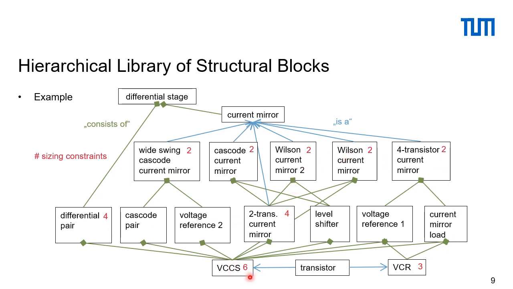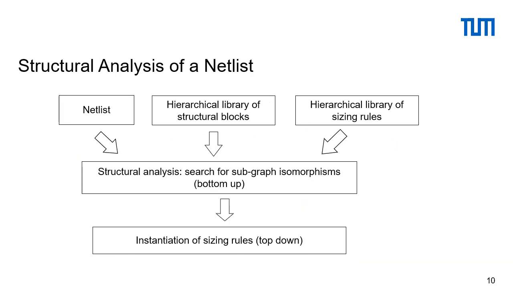We have written down 6 rules. We have looked at them for the transistor as a voltage-controlled current source. We have looked at the simple current mirror, and so on. So what do we do with this? Well, if we get a netlist, usually we get it in some kind of flat way. But we look at the netlist, we take our hierarchical library of structural blocks. Now for each of these structural blocks, we have written down the, let's call it, sizing rules, constraints, and we have a hierarchical library of these rules.